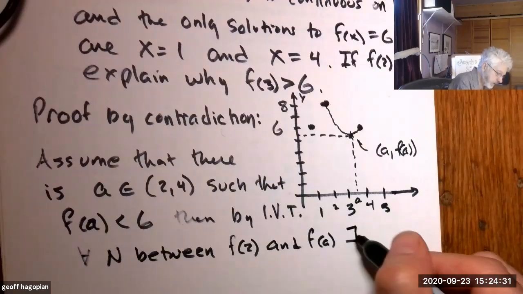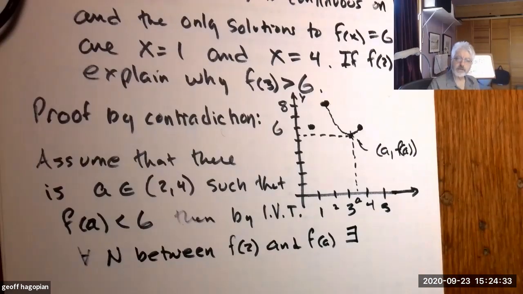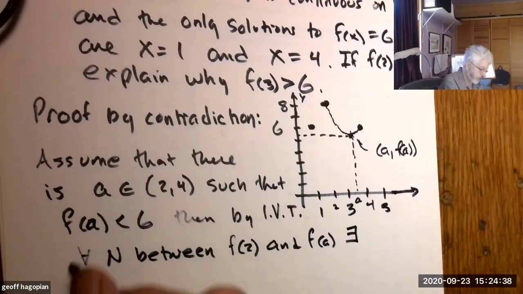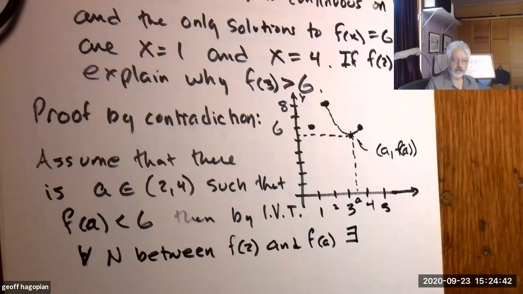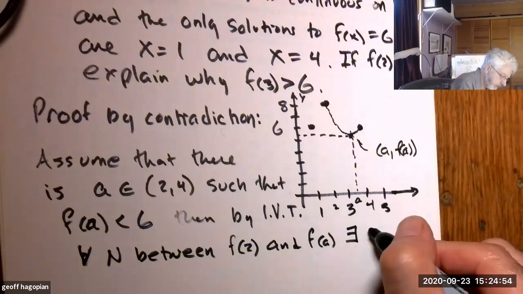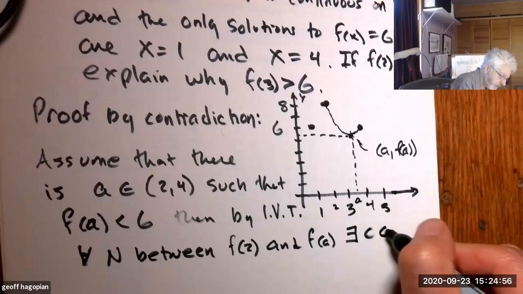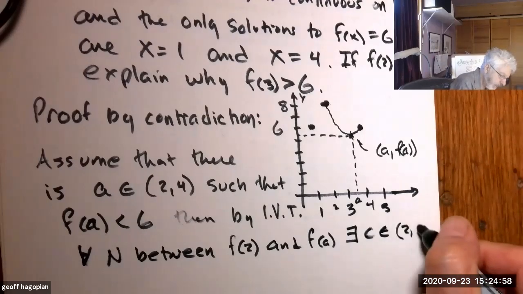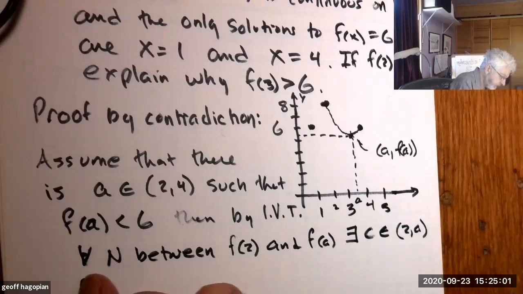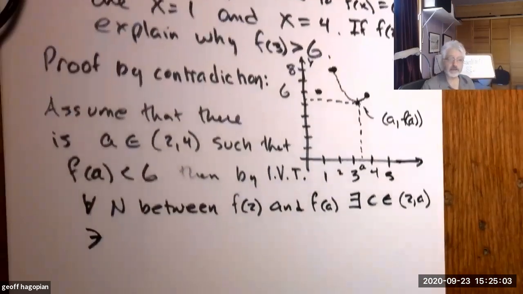there exists, and that's the abbreviation for there exists. Is it okay if I use that? Because I'm running short on space here, right? Oh, and this is for all. Yeah, I didn't really explain that either, right? But these are common logical symbols you should get familiar with, right? So for all n between f of 2 and f of A, there exists C in the interval between 2 and A. Can I say such that? That's another common symbol, okay?